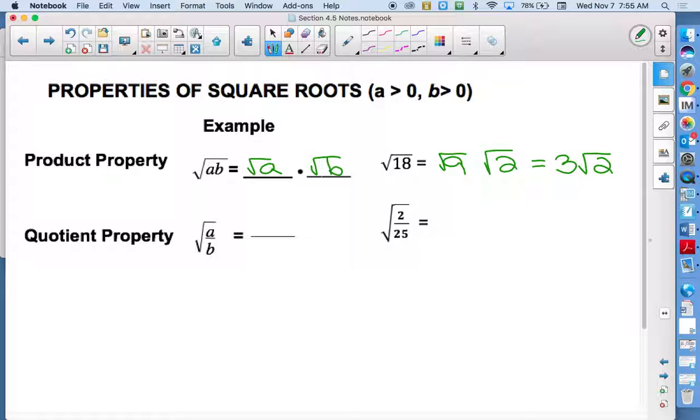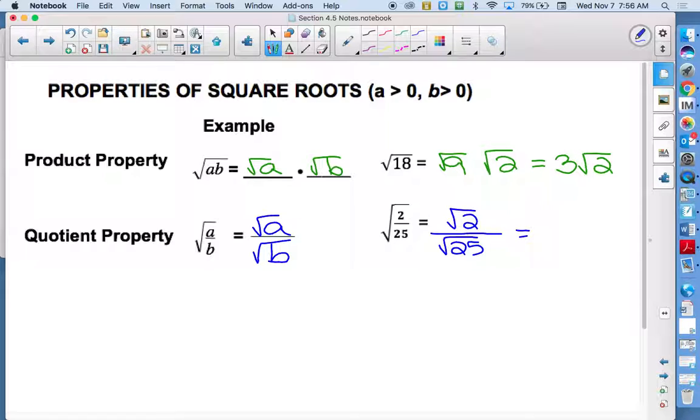The quotient property is pretty much the exact same thing, except we're dealing with quotient, which means division. So the square root of a divided by b can be split up into two separate square roots. So instead of having the fraction underneath, you can individually separate the fraction and look at the square root of a divided by the square root of b. So we have the square root of 2 25ths. Well, really, we could look at that as the square root of 2 and the square root of 25. Because then we can think about trying to break down one of those two numbers. So that's the goal of using these properties, so that it can help us break them down.